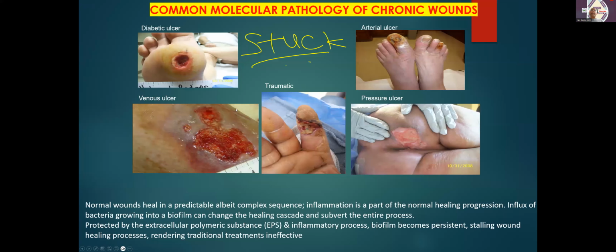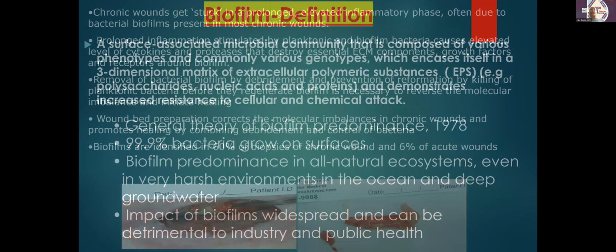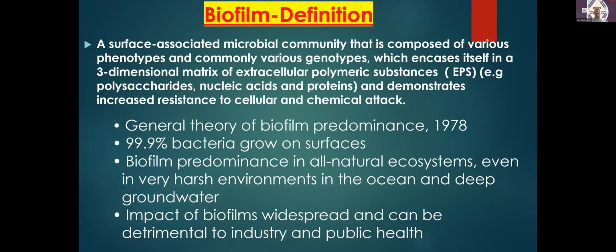Now, what is the common factor that mostly happens with these chronic wounds? Either it could be arterial, venous, traumatic, pressure, or any other etiology. It is that the wound gets stuck in the normal wound healing sequence. The wound does not progress, and there is significant stalling. This happens because of persistence of biofilm, mostly noted in even 60% of biopsies in chronic wounds, 60 to 80%, and even in acute wounds too. What is biofilm?